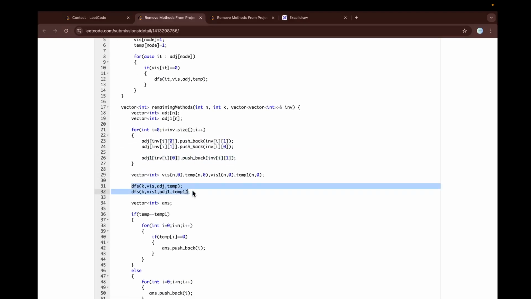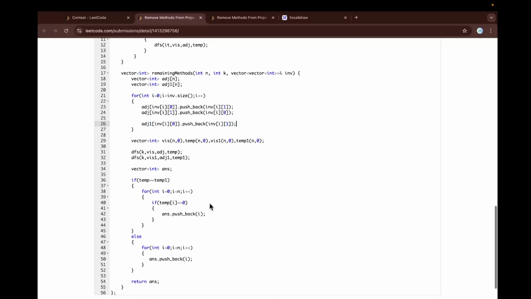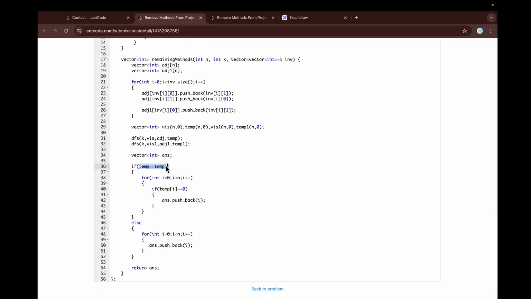Also, I have done DFS two times. The first DFS is storing the nodes we can visit by our undirected edges, and the second DFS is storing the nodes we can reach by directed edges. So if the sets of nodes reached by the two DFS are the same, then we will only add the suspicious nodes to our answer, and otherwise we will add all the other nodes to our answer, and we will return the answer here.